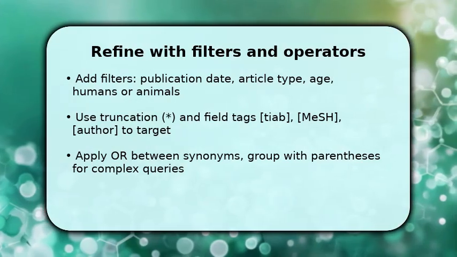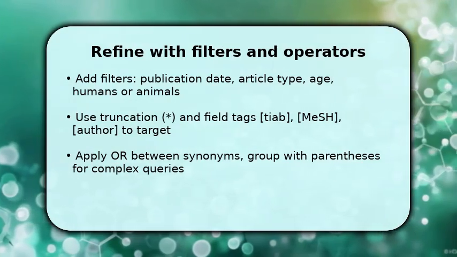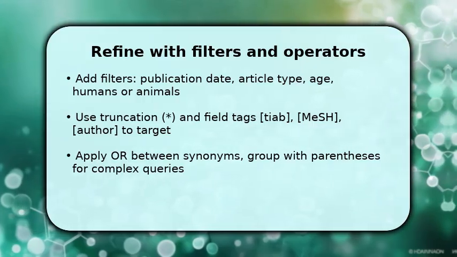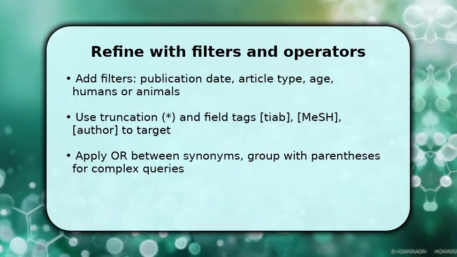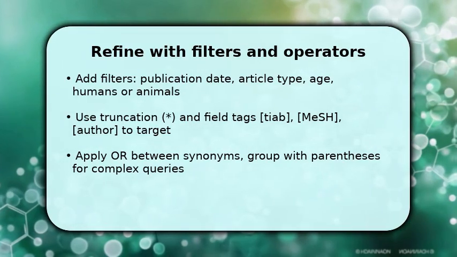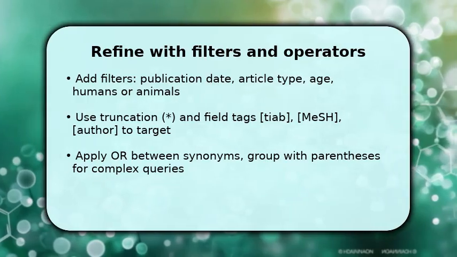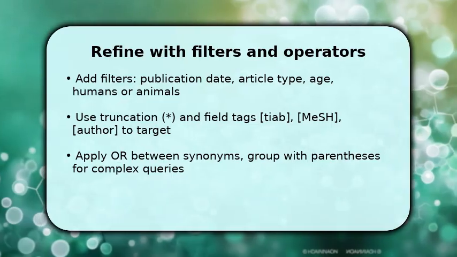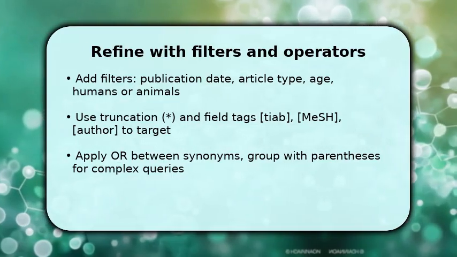Next, refine results by applying filters like publication date, article type, and species to narrow noise. Use truncation with an asterisk to catch variants, and field tags such as tiab or MeSH to focus search locations. Combine synonyms with OR, group them in parentheses, and link groups with AND to form a precise Boolean structure.